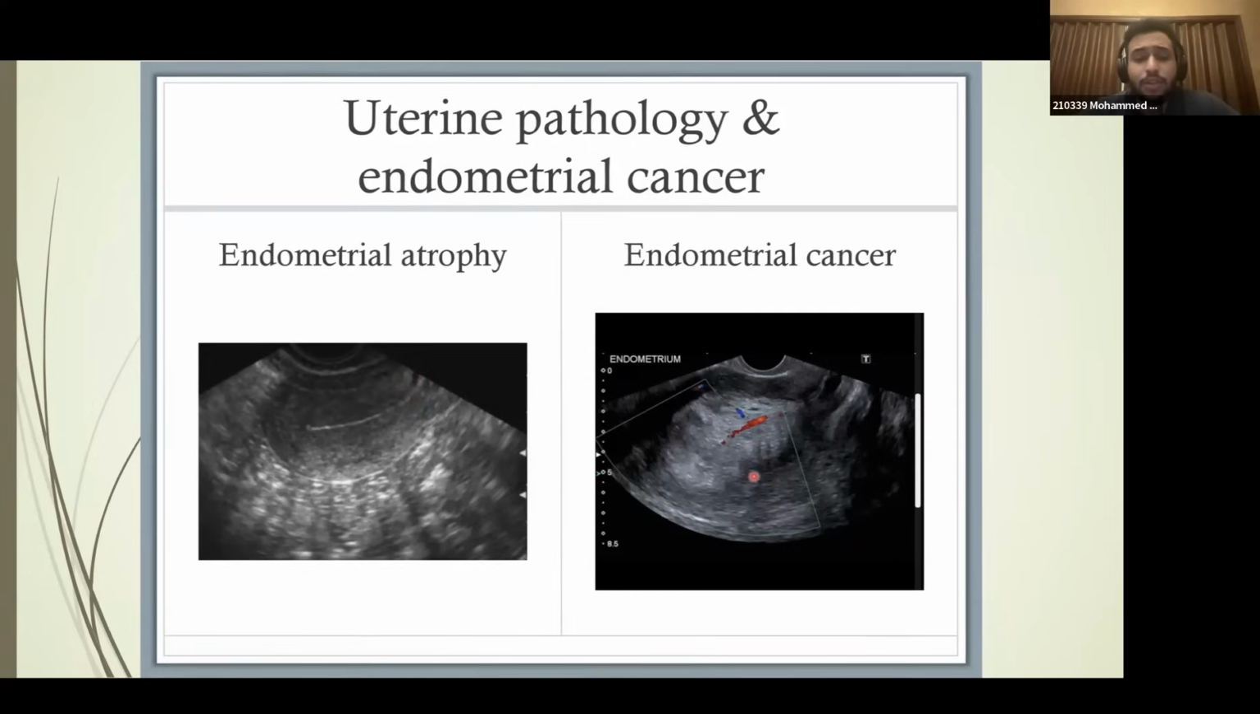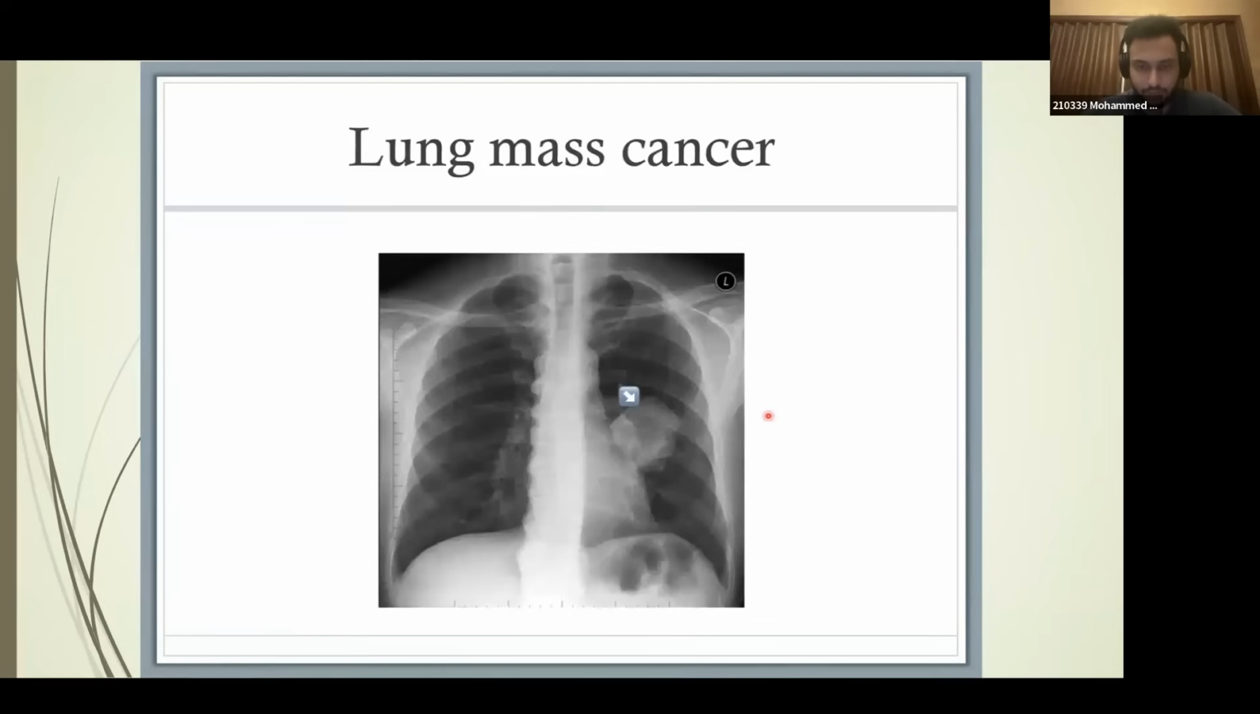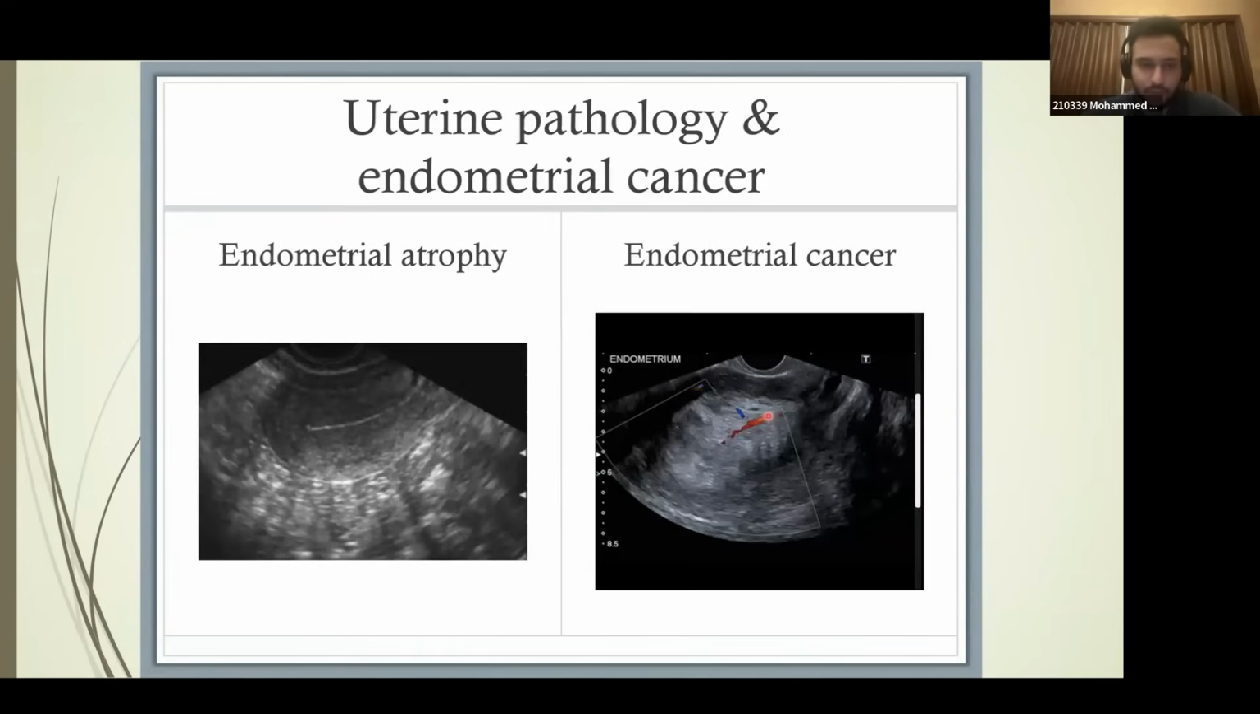Then this, which is endometrial cancer. Why is this cancer? Because there's active blood flow into the mass, which is a sign of cancer. Okay, so that's pretty much that. Because in Doppler, you can see there's active blood flow. Are the pelvic organs and pathology good for you guys? So we move on to lung.